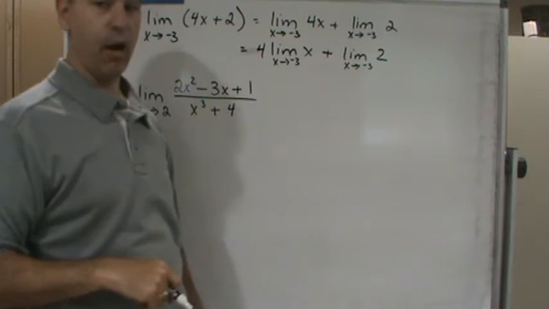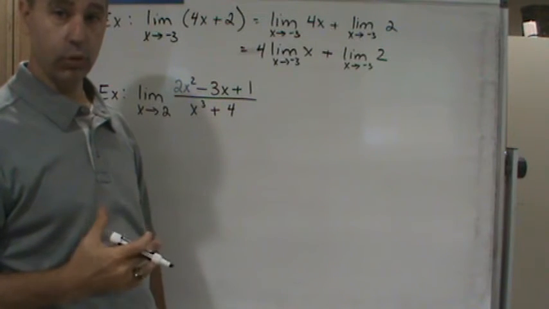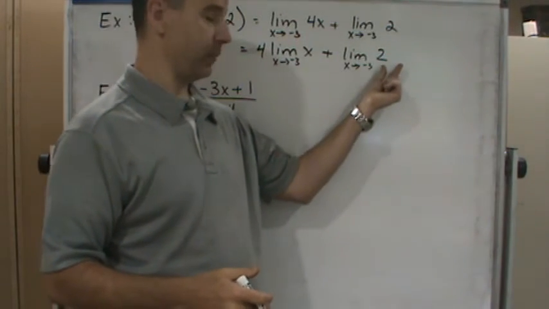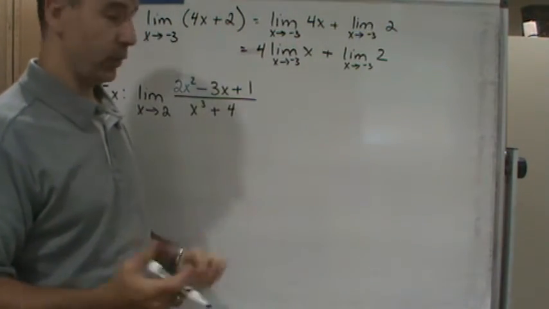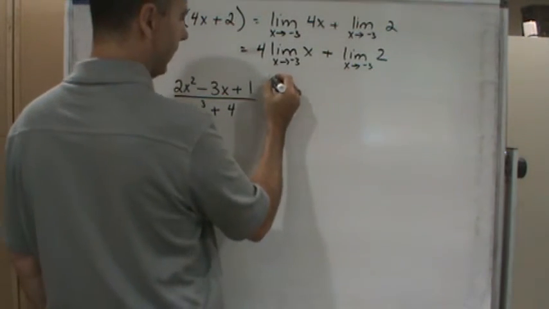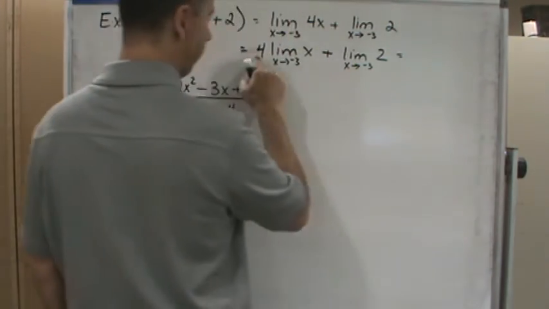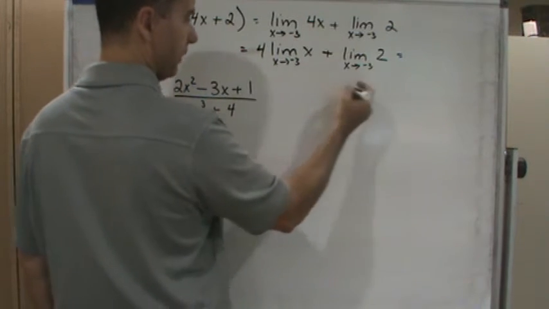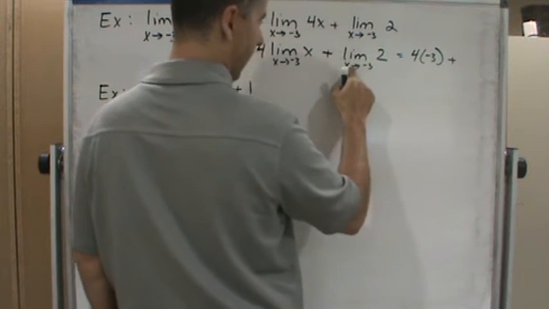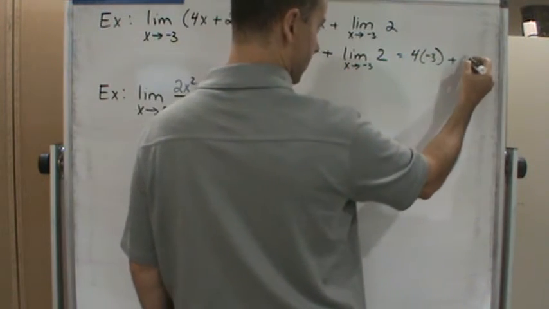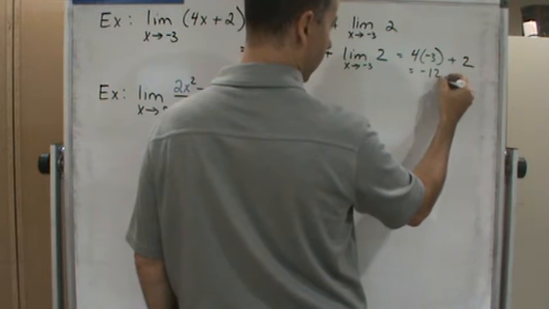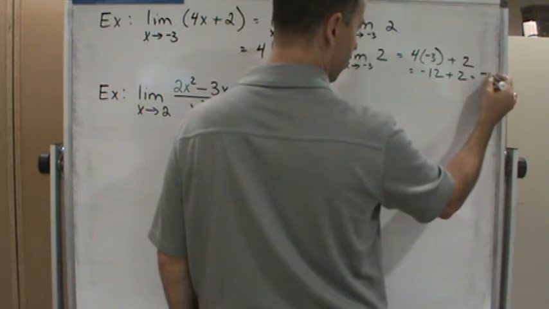Now the cool thing here is, guess what? These two limits now are those two basic rules of limits, right? The limit of x and the limit of 2, a constant. So we can just use those two basic rules. So that means this is going to equal 4 times this limit, which is going to be -3, 4 times -3 plus, and then the limit of a constant is just the constant, so that's going to be 2. And so this ends up being -12 plus 2, which equals -10.